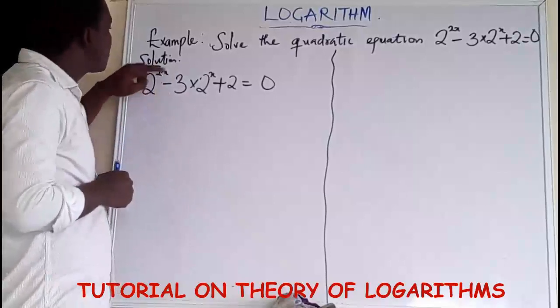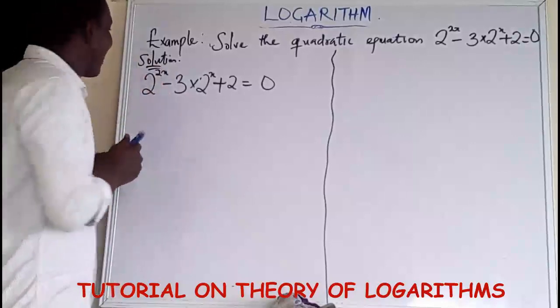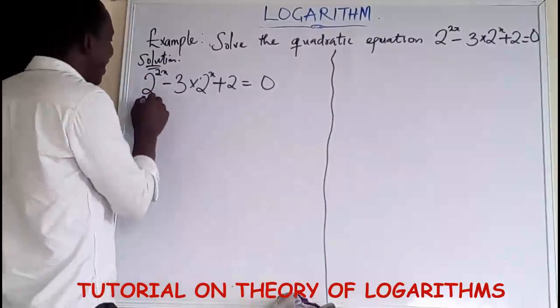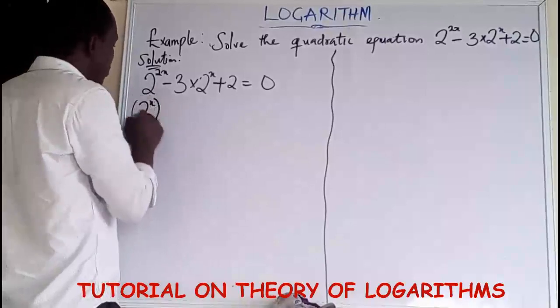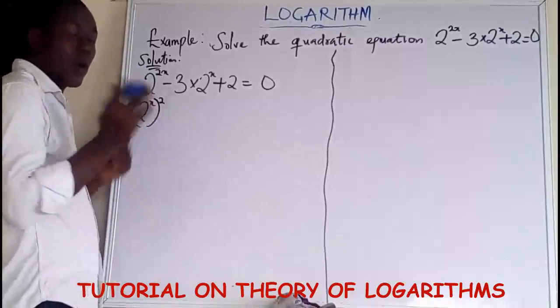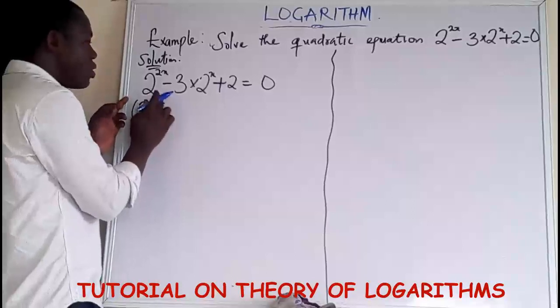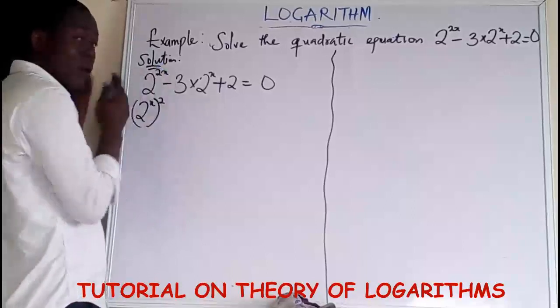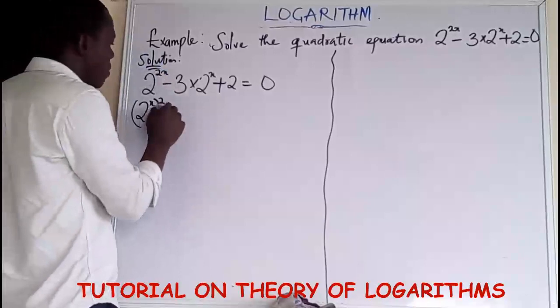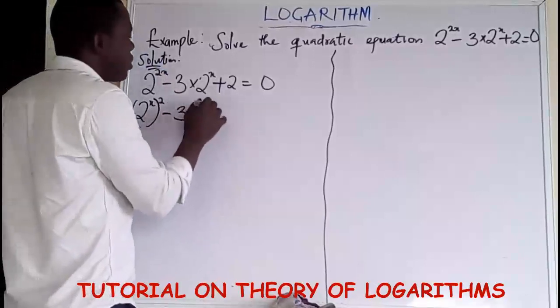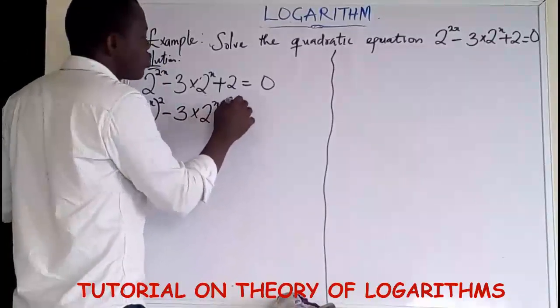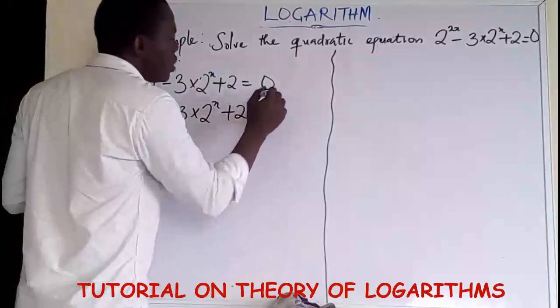So this particular one, we can rewrite it as 2 raised to the power x, and I'll put 2 here. Because according to our law of indices, when you have 2 powers like this, you can multiply them together. So 2 times x, now we have 2x. We are not doing anything, we're just trying to restructure. Minus 3 times 2 raised to the power x plus 2 equals 0.